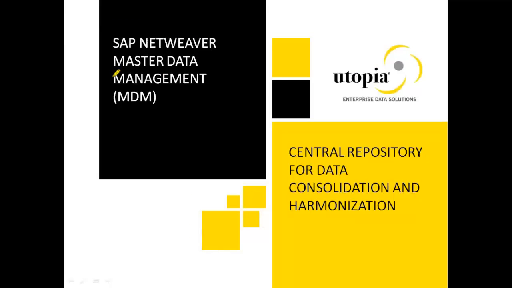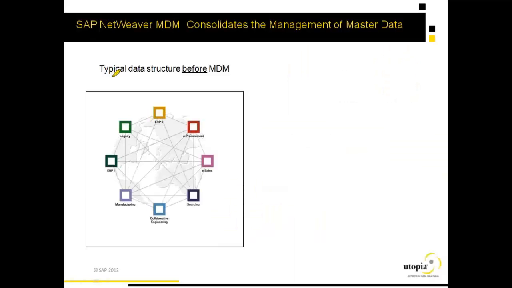So as we dig into MDM, we're going to just talk about MDM, the product right now. Central Repository Data Consolidation and Harmonization. This is an SAP slide. It goes back a few years, but basically it suggests that you've got data in all different applications, and the source of the data is within that app. ERP1, ERP2, a sourcing app, a manufacturing app, a procurement app.